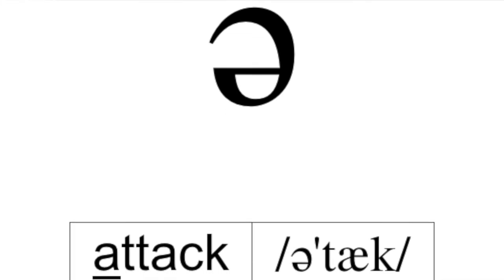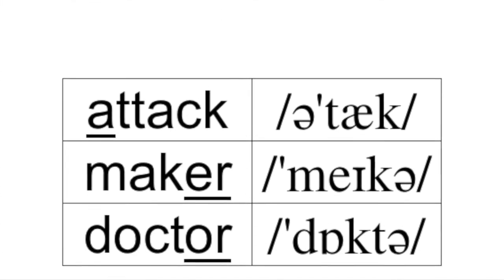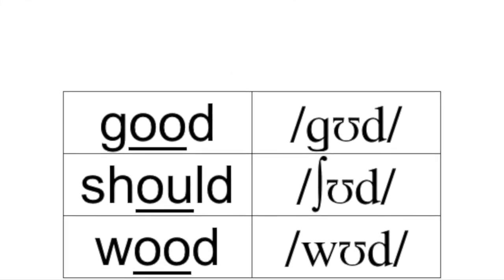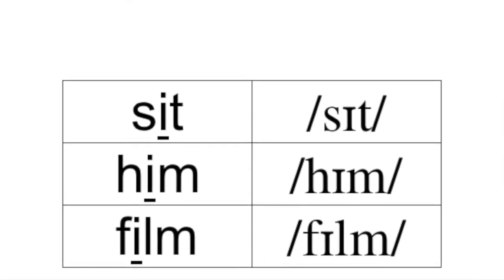This symbol represents the sound uh, like mother, cinema. This symbol says oo, like put. And this symbol says i, like sit, pick. Now we'll move on to the diphthongs. These are sounds that are two sounds together.